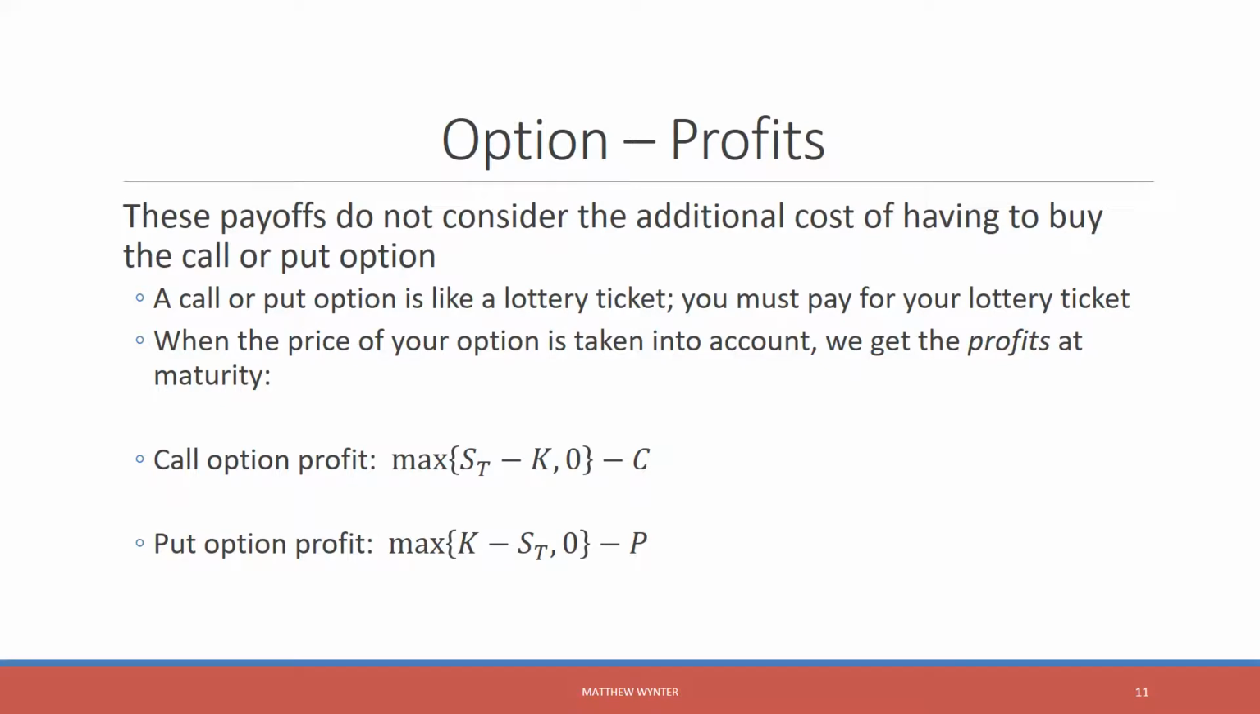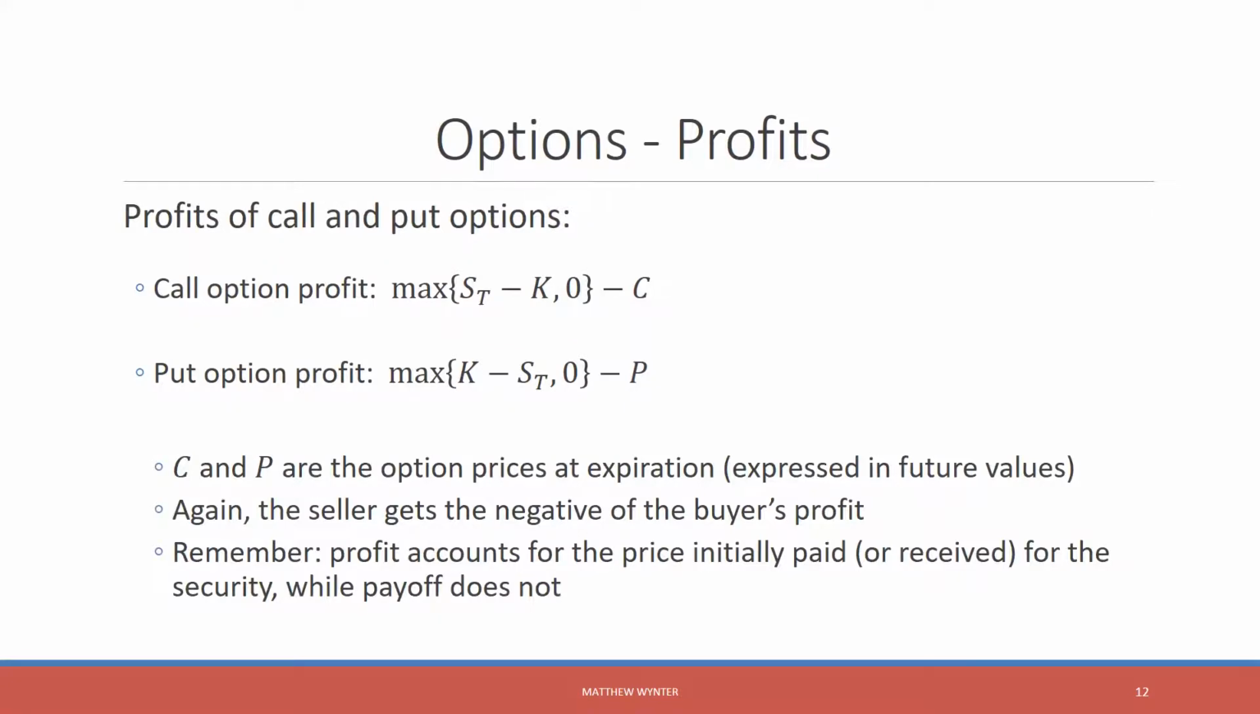If we want to think about the profit from our put option strategy, we have to think about the payoff of our put, the max of K minus S_T, or 0, minus how much we have to pay in order to actually get the put in the first place. Okay, again, we always want to note that the seller gets the negative of the buyer's profits. So every dollar that you make is a dollar that I lose. For every dollar earned, there's a dollar that's lost.